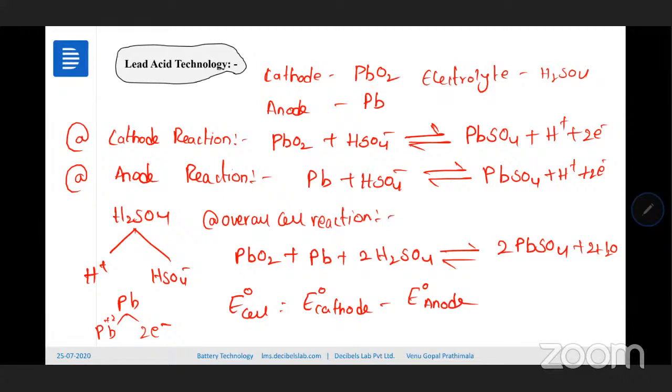Whenever we say E naught cell, it means the values we are taking are at standard conditions, which means 25 degrees Celsius, 1 atmospheric pressure, and 1 molar concentration of the active material. So whenever we see E naught, we have to assume that we are doing the calculation at standard conditions. This is the equation used to calculate the cell voltage for the lead acid battery.